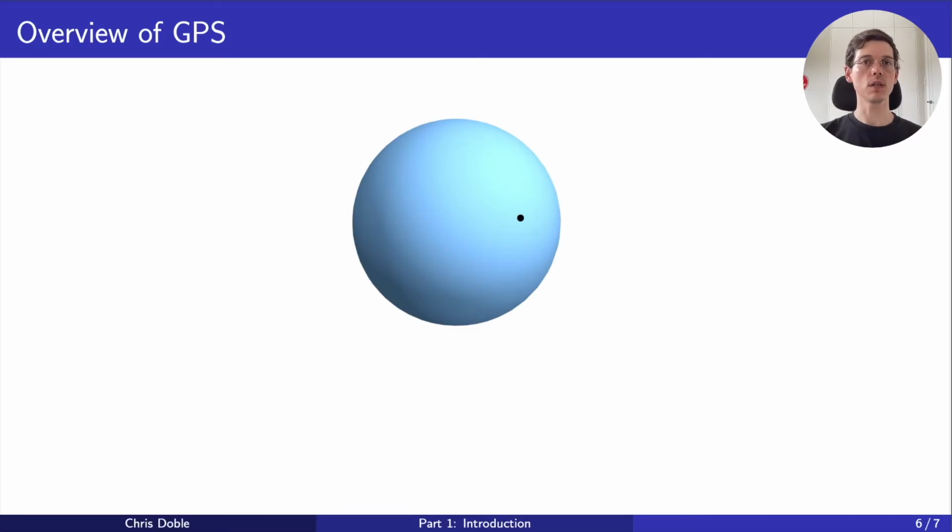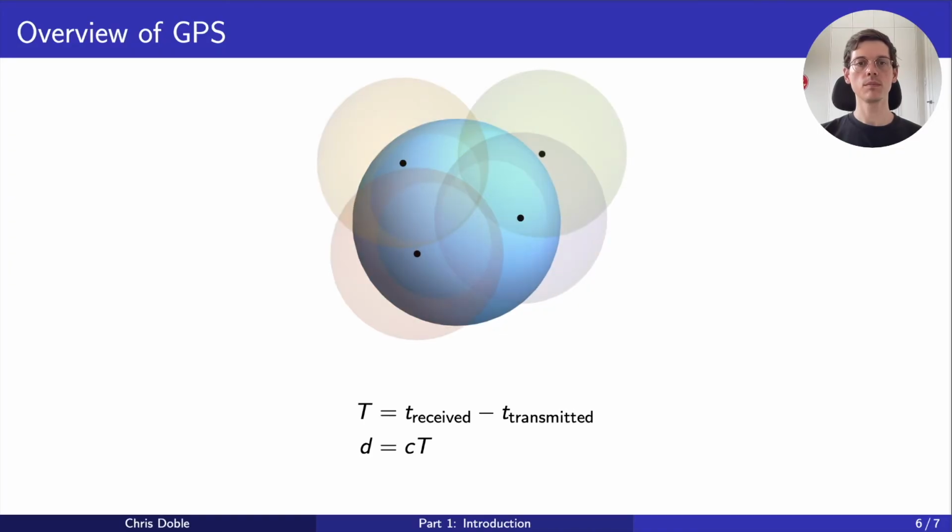We know when we received the signal, and we know when it was transmitted, so we can calculate how long it took to reach us, the transit time. We also know that the signal travels at the speed of light. Multiplying the transit time by the speed of light, we get the distance the signal travelled to reach us. If we draw a sphere around the satellite of that size, we know that we must be located somewhere on the surface of that sphere. Repeating this process for several satellites, the spheres will intersect. That point of intersection is an estimate of our location.